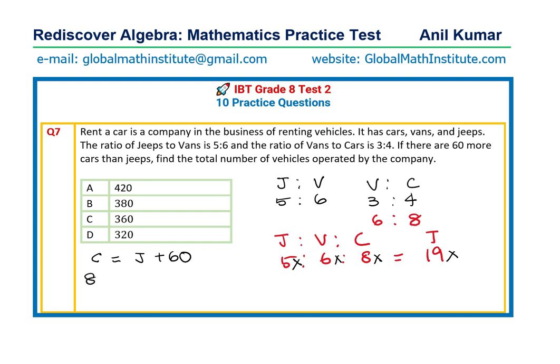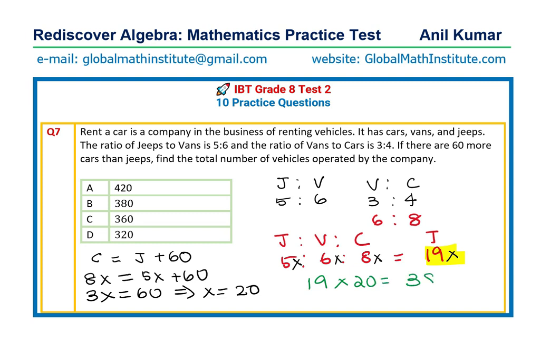So we can write 8x equals jeeps, which is 5x, right? So 5x plus 60. So that will give me what is x, right? So 8 minus 5 is 3x is 60. And that gives you that x is equal to 60 divided by 3, which is 20. So we know 20 is the number, right? So the total is 19 times 20. You get the whole idea, right? Slightly difficult question. Go through it once again. So total is 19 times 20, correct? So 380, right? So option B is the right option.